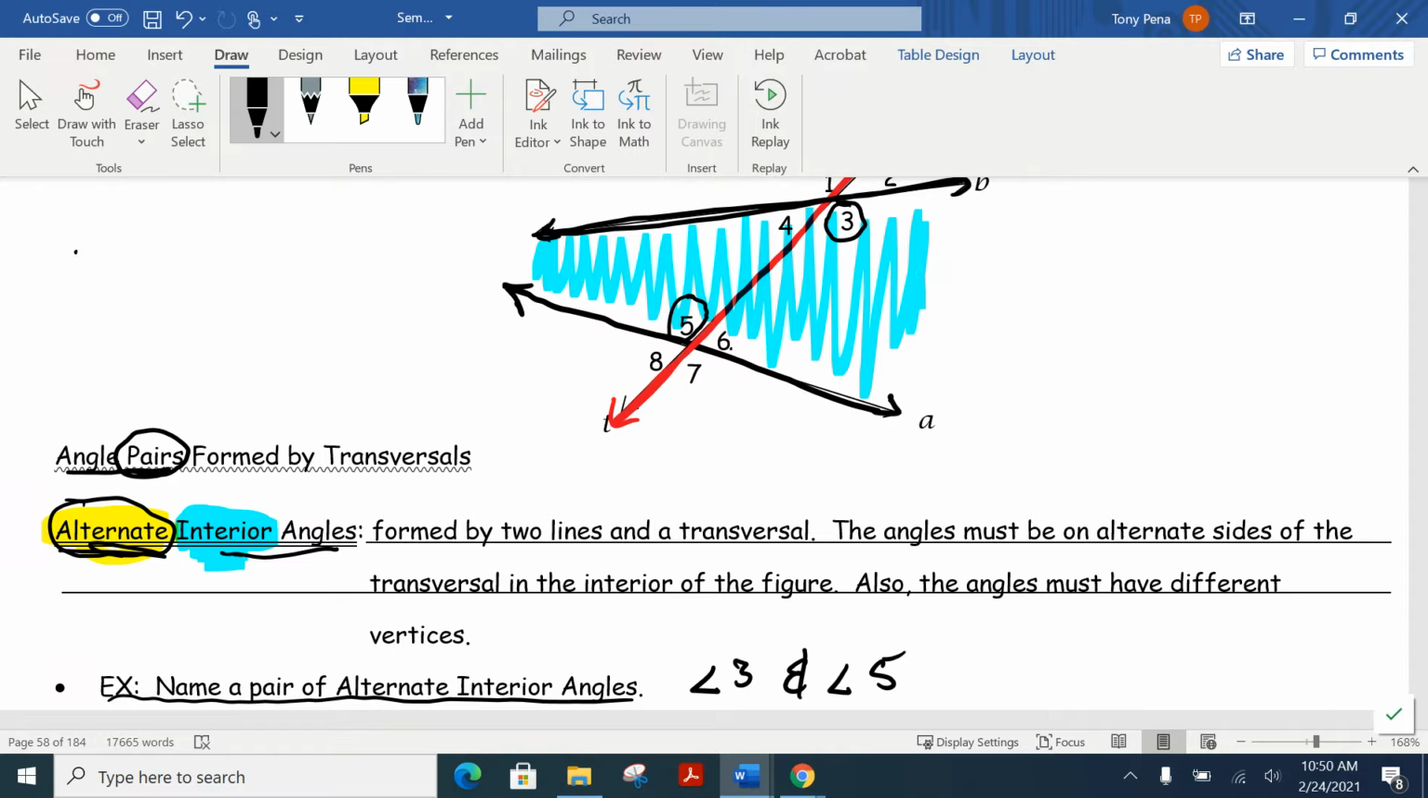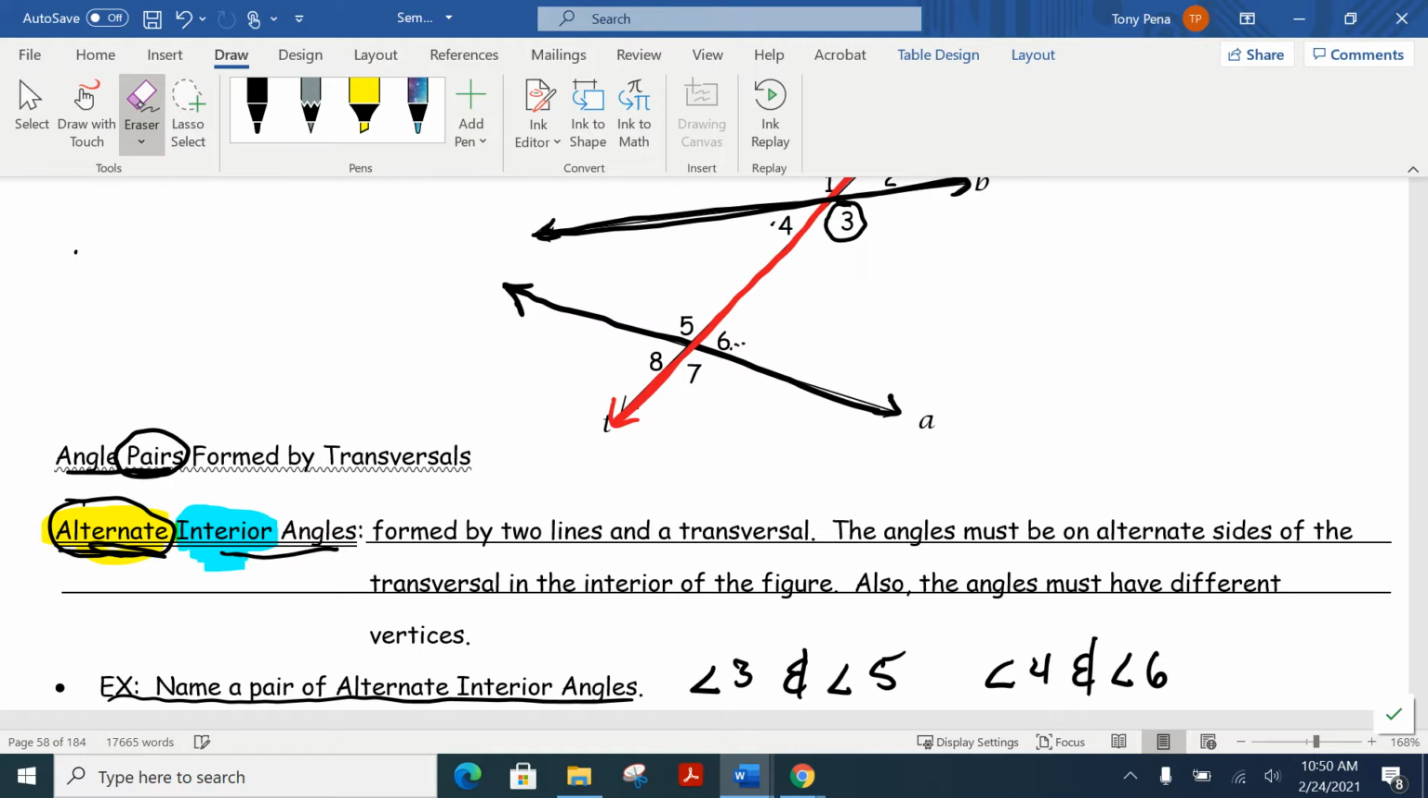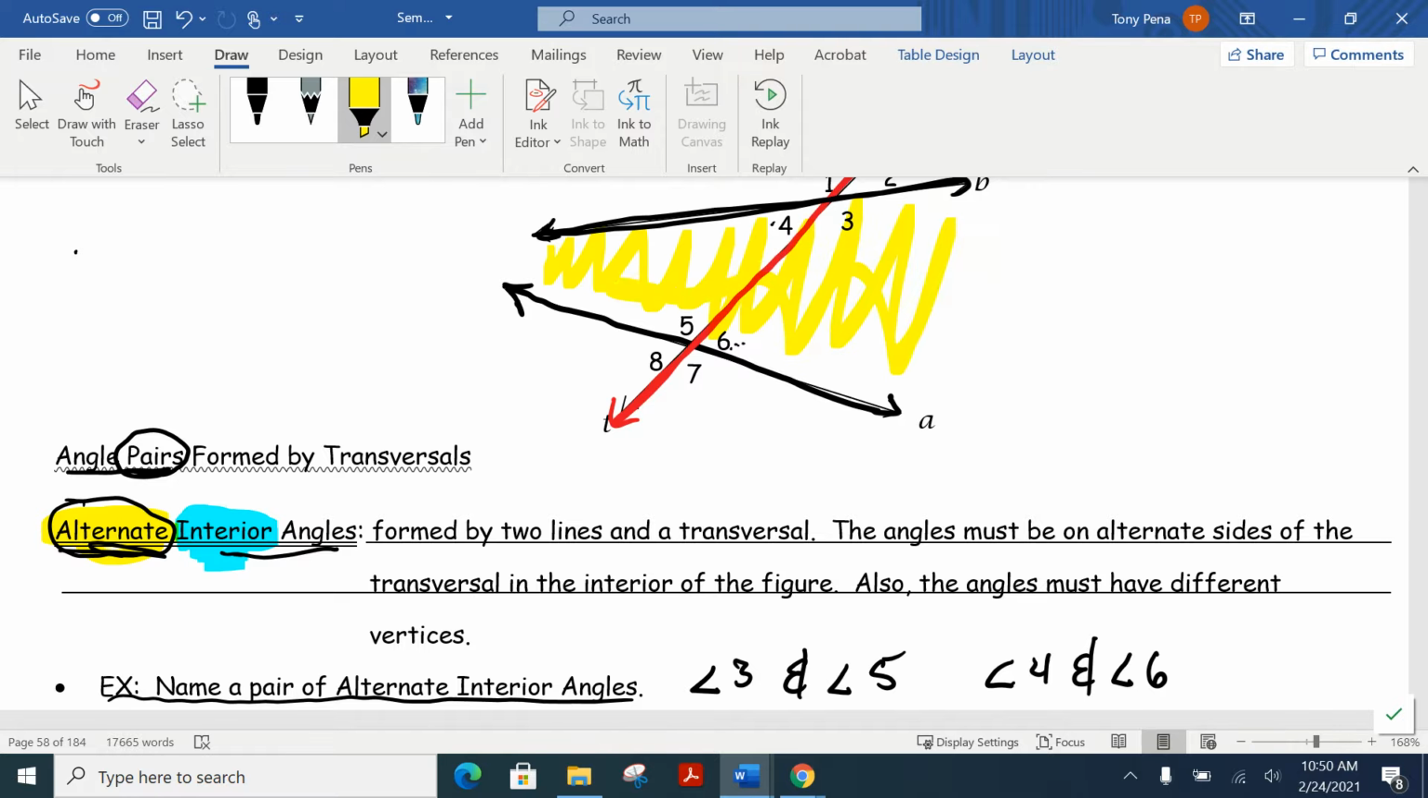However, wouldn't we then have to have another set? Because if you look at angle 4, it is also inside of the blue shaded region, inside of those two black lines, as is 6, and those also lie on alternate sides of the transversal between those lines. So we would also say angle 4 and angle 6 are alternate interior angles. I don't want to get rid of all that, though. Let me shade this all again. So those are our alternate interior angles.